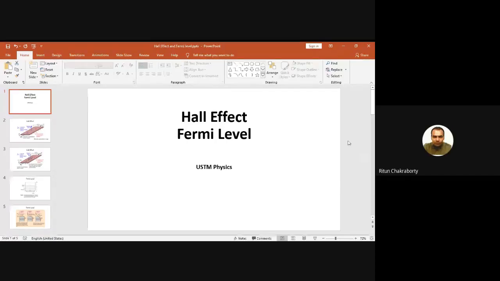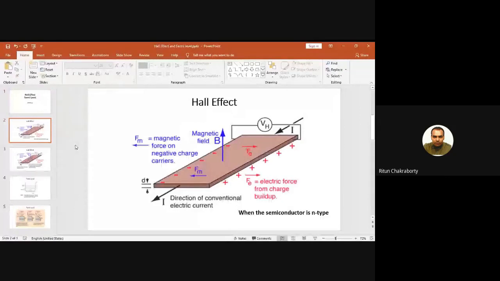and Fermi level. Yes. Okay, so I will first read the note that I provided you, and then I will explain this figure.